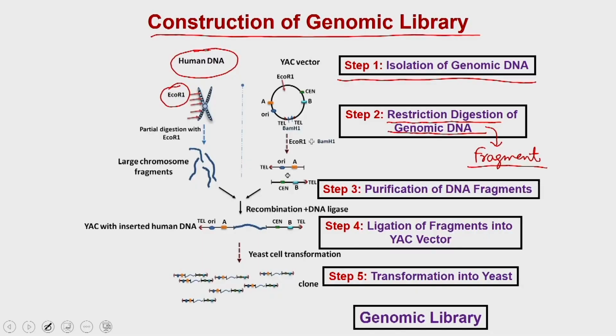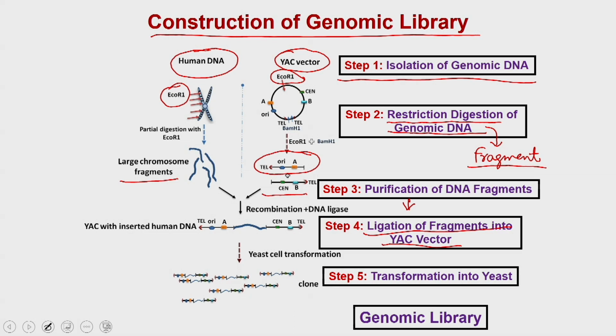Once you have the purified fragments, you are going to put them into a yeast artificial vector, or yeast artificial chromosome vector. For this, you take a YAC vector and digest it with EcoRI, and now your YAC vector is ready for the ligation reaction. Then you take the fragments from the genomic DNA and put them along with the YAC vector for the ligation reaction.